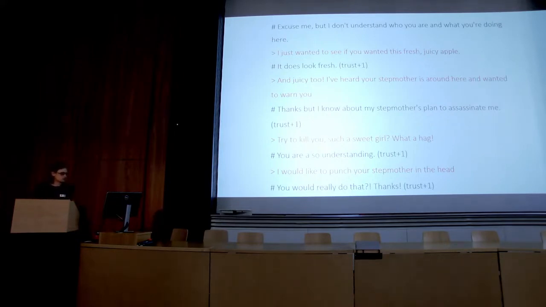"I've heard your stepmother is around here and wanted to warn you." So this is a clever player who wants to create complicity by saying, I know about the stepmother thing, so I'm not the stepmother, obviously, which is a double bluff in a sense. "Thanks, but I know my stepmother's plans to assassinate me," but Snow White still picks up a little bit of trust through the process. "Trying to kill you, such a sweet girl, what a hag." "You are so understanding." So here, trust building as well by being complicit.